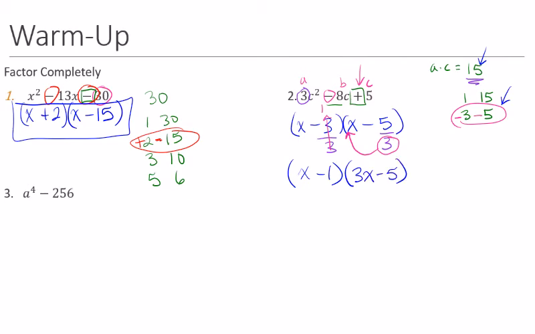So now it checks out, right? If I multiply x times 3x, I get 3c squared. I need to make sure that's a c instead of an x. And then if I multiply 1 times negative 5, I get positive 5, right? So that checks out. And then my middle terms, if I do 3 times negative 1, I get negative 3x, and x times negative 5, I get negative 5x. If I combine those, I would get negative 8x. So it checks out.